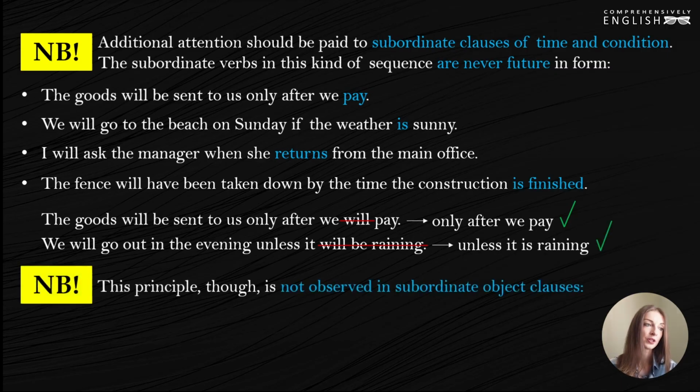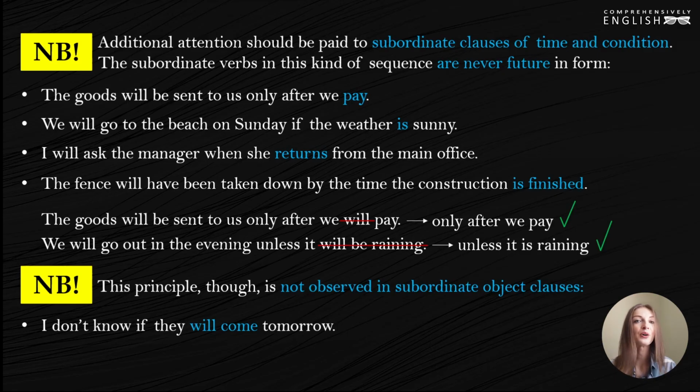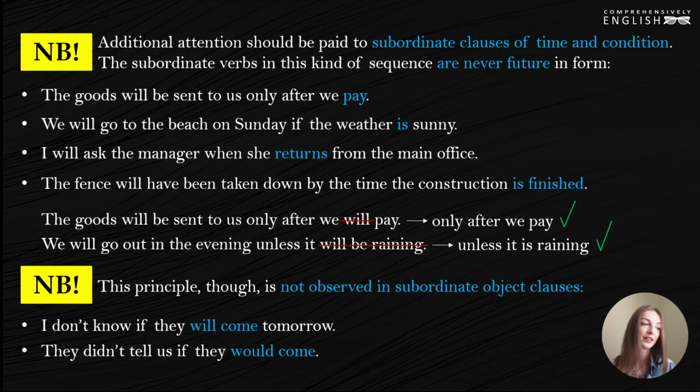Please note that this principle is not observed in subordinate object clauses. In their form, they are very similar to conditional clauses. Let's look. I don't know if they will come tomorrow. It's not a conditional clause here. It's an object clause: I don't know what. And they didn't tell us if they would come. They didn't tell us what. Again, an object subordinate clause. That's why, of course, in object clauses, we do follow the rules of the sequence of tenses.